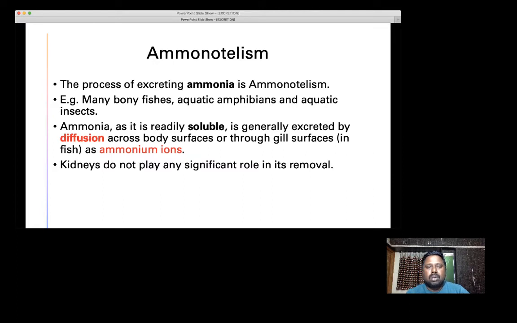Ammonia is readily soluble. It is excreted by diffusion through the surface of the animals or the gill surface, as ammonium ions. The ammonia combines with other material and is converted into ammonium ions. The kidney does not play an important role in ammonotelism. You note down: the kidney does not play any role in ammonotelism.